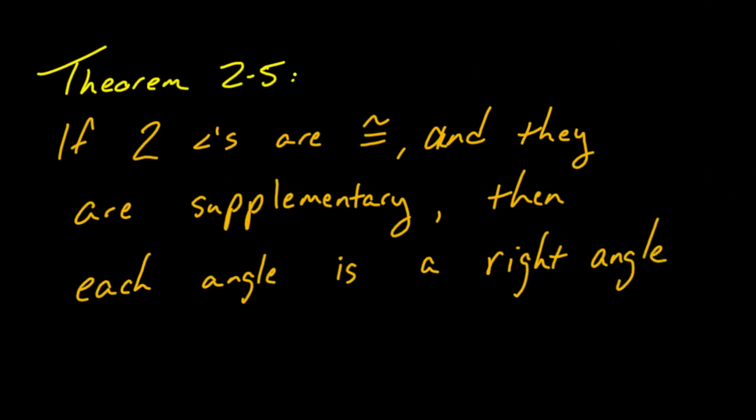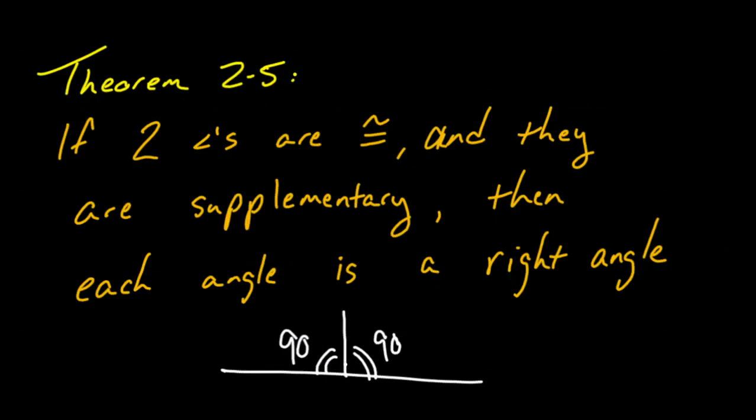This one makes a little bit more sense if we actually see a picture of it. So a straight line here, and two angles are supplementary and congruent. So if this angle is congruent to this angle and they're supplementary, they have to add up to 180. The only two numbers that are going to make that work are 90 and 90. If it's 90 degrees, that means it's a right angle. If two angles are congruent and supplementary, each angle has to be a 90-degree angle.